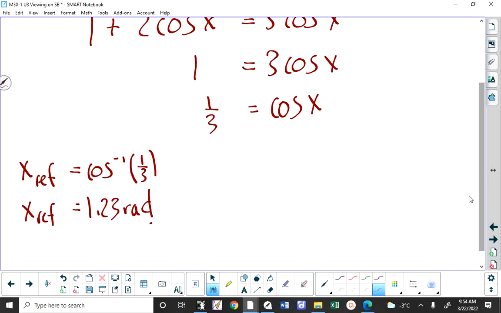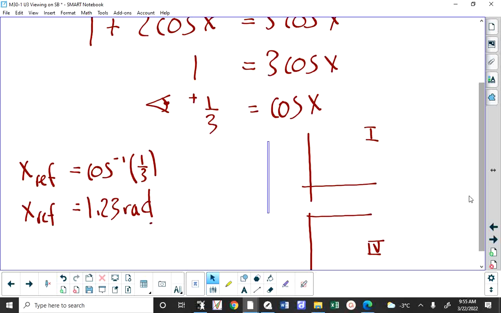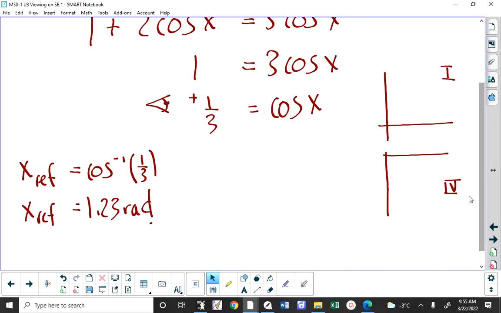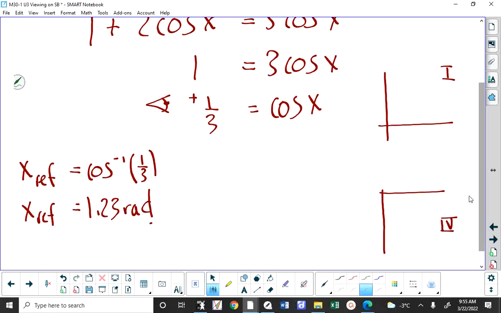Then what we do is we eyeball the trigonometric ratio. We notice that it's positive. It's a cosine, and cosine is positive wherever x is positive, which means it's going to be in quadrant 1 or quadrant 4. I realize I could have put these both on the same grid, but I don't generally like doing that. So we would sketch a reference angle of 1.23 rads and a reference angle of 1.23 rads.